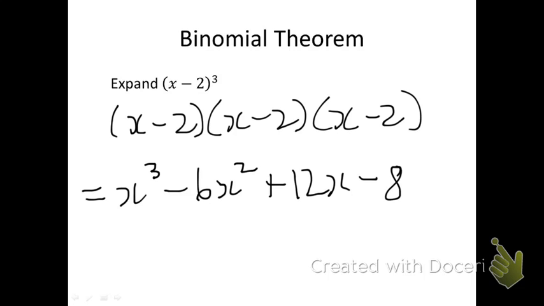So the answer that you should get from expanding this is x cubed minus 6x squared plus 12x minus 8. And you should also recognize that if I were to ask you instead to expand x minus 2 to the power of 4 or x minus 2 to the power of 5, this becomes a very long, tedious process. So the binomial theorem helps us to do this expansion a lot quicker.